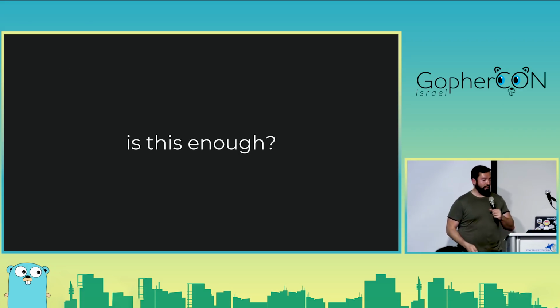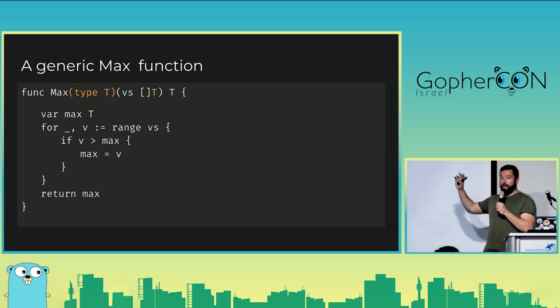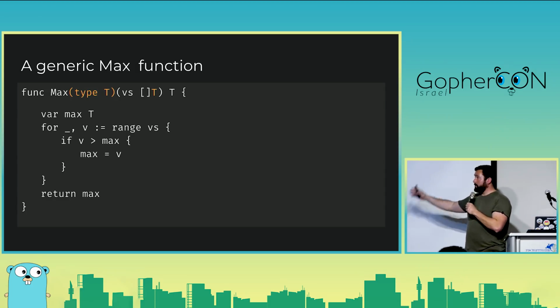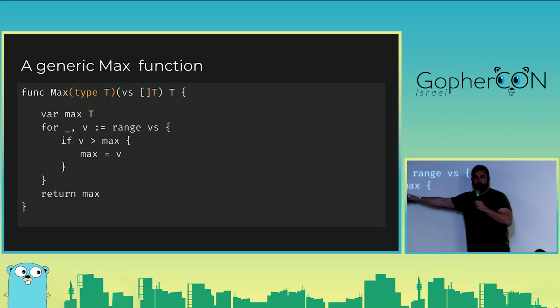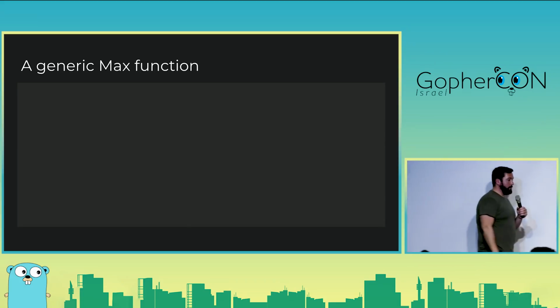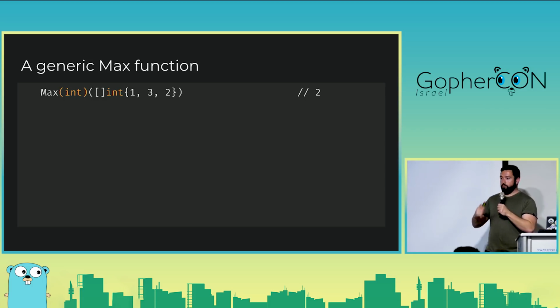So is this enough? No, it is not enough. So what if you do this? I'm going to have a max, which is max of type T. I get a slice of T's, and I find which one is the largest one. Well, what about this here? So if I call it with integers, this will work, because integer is larger than integer works.